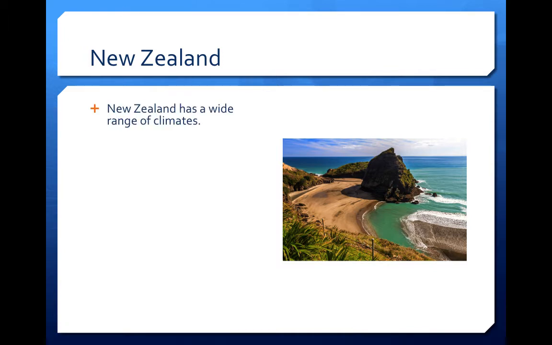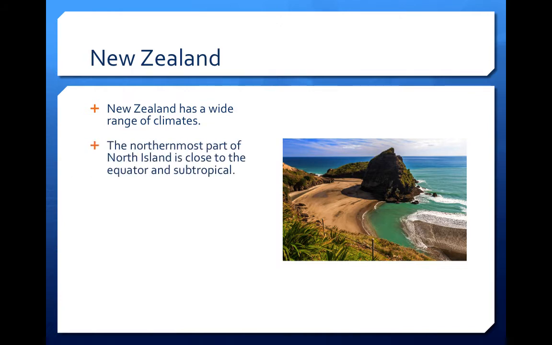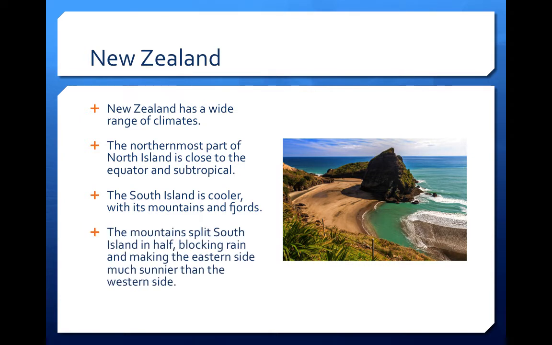New Zealand has a wide range of climates. The northernmost part of the North Island is close to the equator and is subtropical. The South Island is cooler with its mountains and fjords. The mountains split South Island in half, blocking rain and making the eastern side much sunnier than the western side.